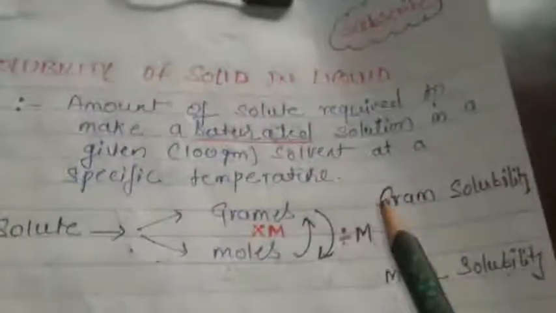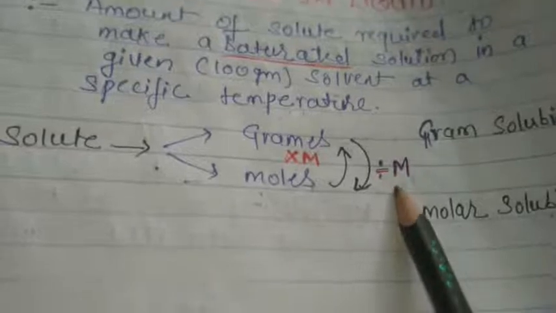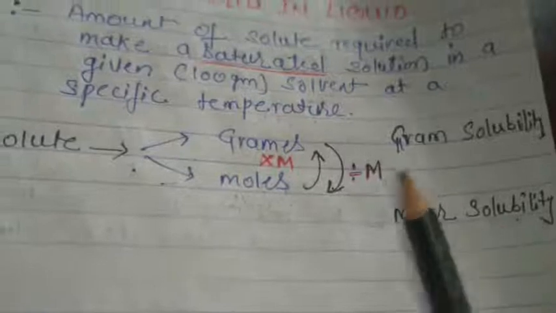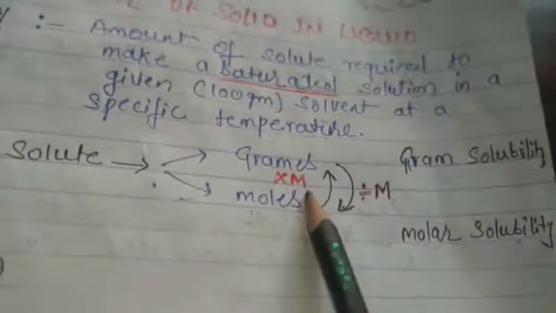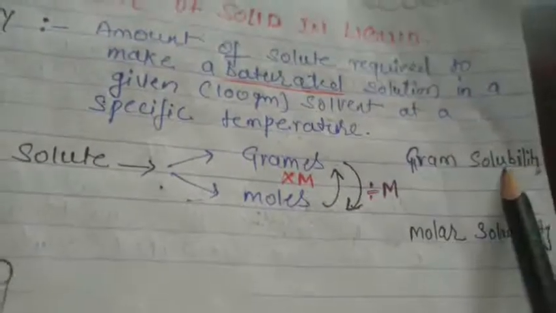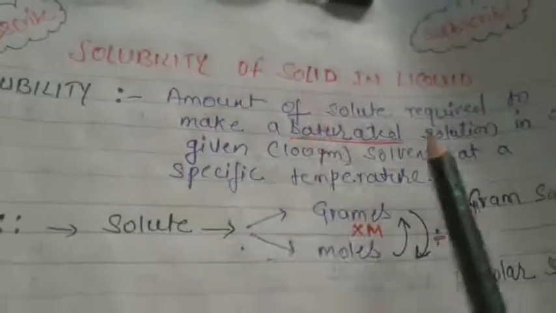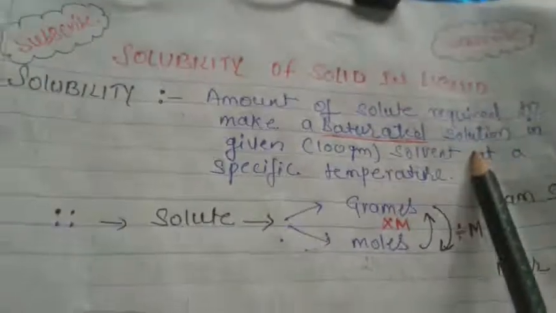Clear? Gram solubility divided by molar mass, so we can get molar solubility. And molar solubility multiplied by the molecular mass of solute, then we can get gram solubility. Clear? Here we use one term, that is the saturated solution. So what do you mean by saturated solution?